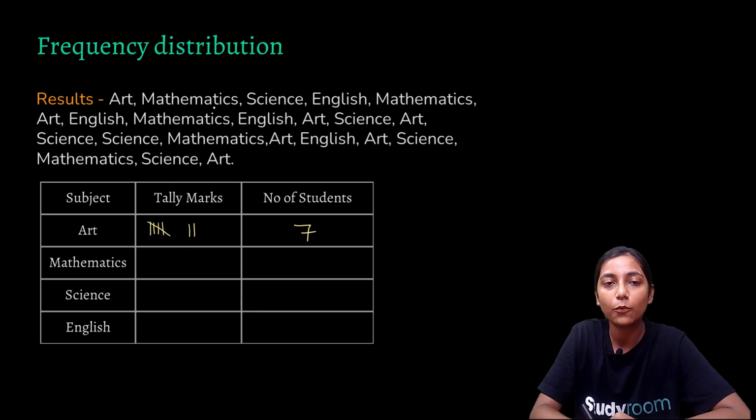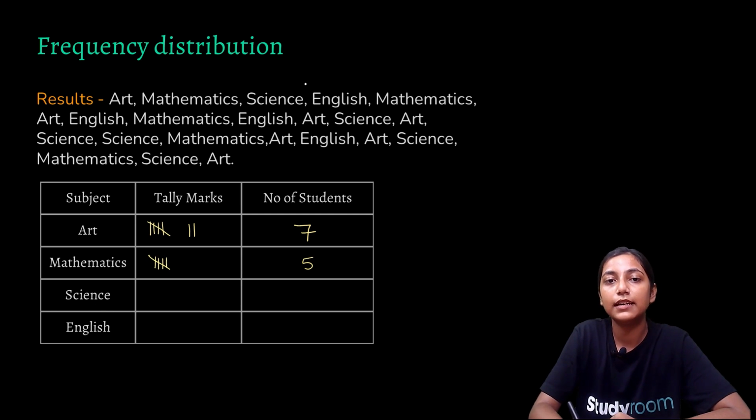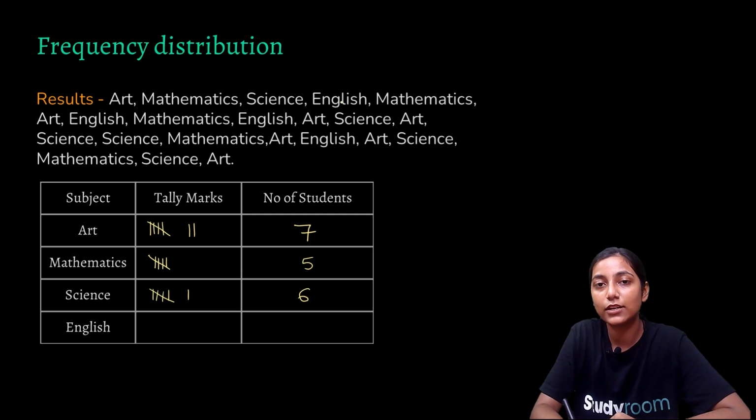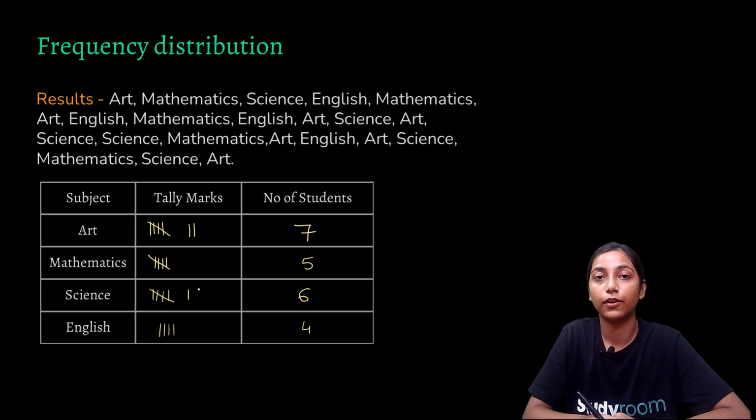Now for mathematics, how many students are there? 1, 2, 3, 4 and 5 we can see from this. There are 5. So how will we write the tally marks for 5? 1, 2, 3, 4 and 5. For science similarly 1, 2, 3, 4, 5 and 6. For 5 similarly 1, 2, 3, 4 and 5 and the 6th one will come here like this. The last one being English. How many students like English? 1, 2, 3, 4 and only 4 students. These are the tally marks for all of these.